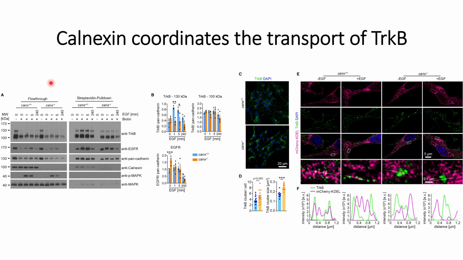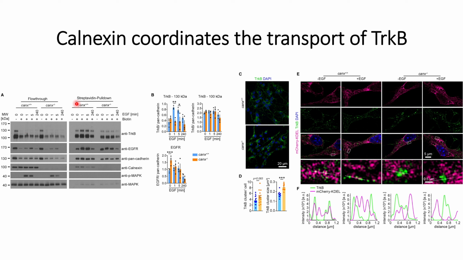First, they checked the effect of mature TrkB expressed on the cell surface in the presence and absence of calnexin. When they checked the complete flow through, they found that the amount of mature TrkB expressed on the cell surface gives very weak signals.